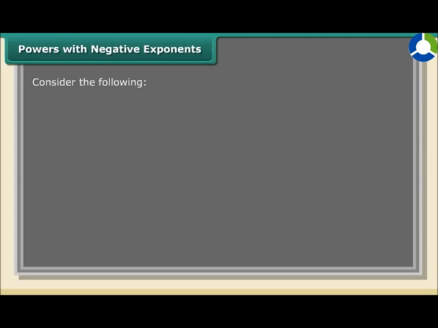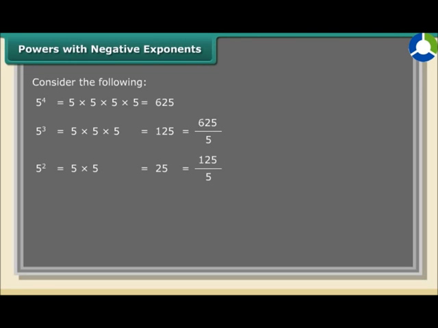Consider the following. 5 raised to the power 4 is equal to 5 into 5 into 5 into 5, which is equal to 625. 5 raised to the power 3 is equal to 5 into 5 into 5, which is 125, which is equal to 625 upon 5. 5 raised to the power 2 is equal to 5 into 5, which is 25, which is equal to 125 upon 5. 5 raised to the power 1 is equal to 5, which equals 25 upon 5. 5 raised to the power 0 is equal to 1, which equals 5 upon 5. Each time, the previous number is divided by the base 5.